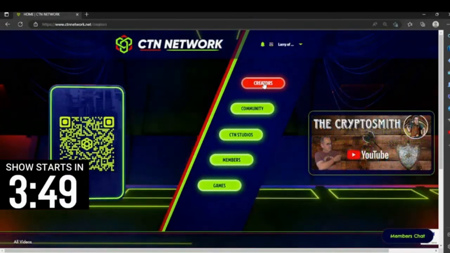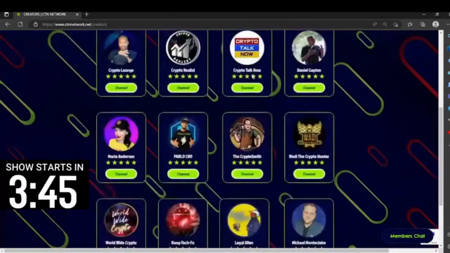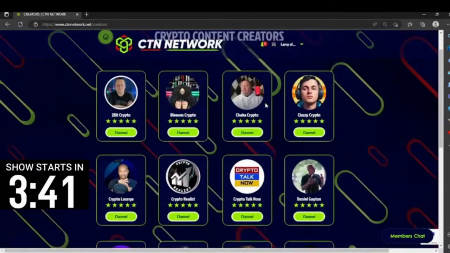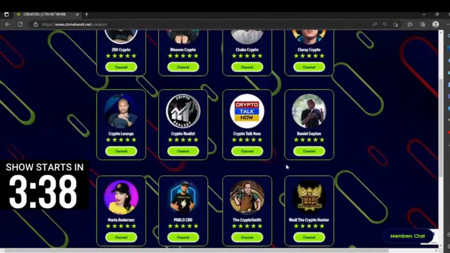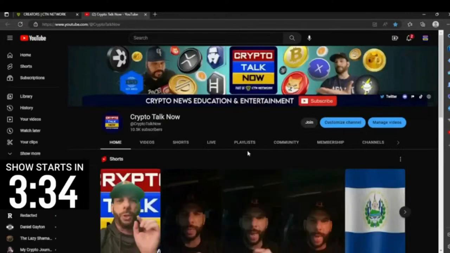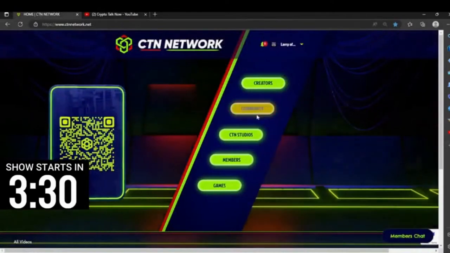Click on creators right here, and this shows you all the CTN family members that are content creators. Everybody is on here. If you want to go to one of their YouTube channels, for example, Crypto Talk Now, just click on channel, and it takes you right over to the YouTube channel for that particular creator.